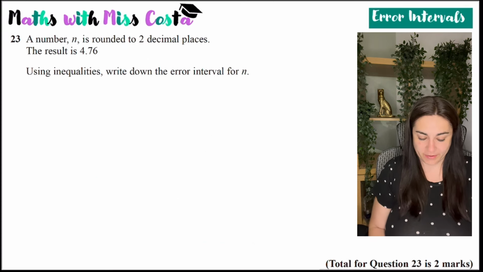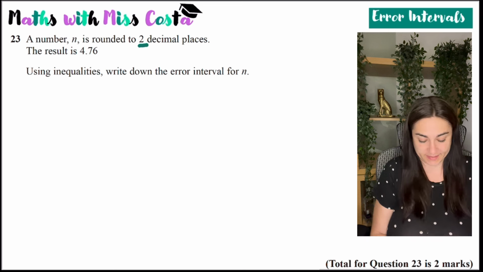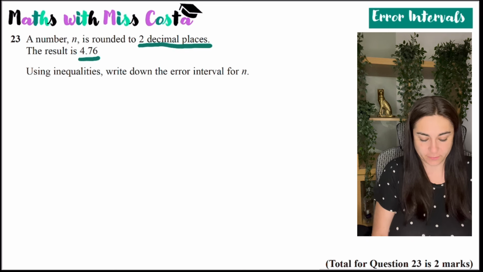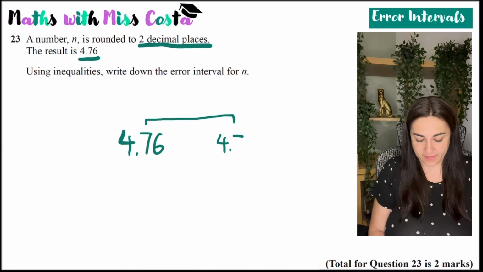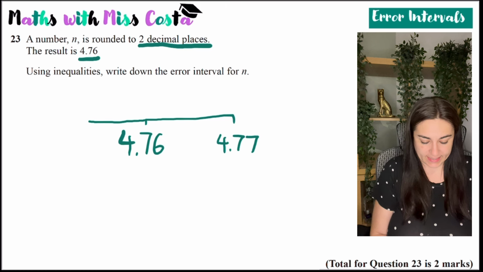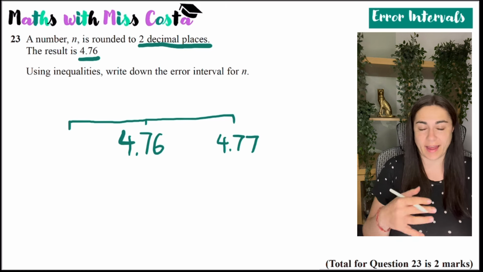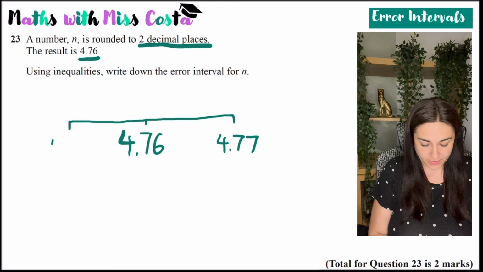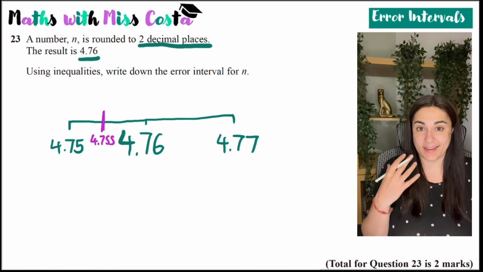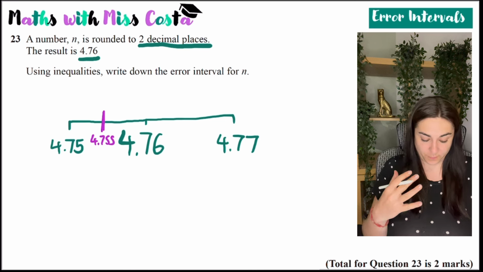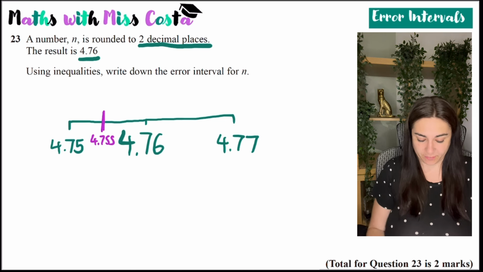Okay, so here I've got an error interval question. I'm told that a number n is rounded to 2 decimal places and the result is 4.76. So if I write 4.76 here, and I think to 2 decimal places, what could it round up to? That would be 4.77. And what could have it rounded up from? That would have been 4.75. And I want to find the midpoint. So 4.755 is the lowest it could have been before it would have rounded down to 4.75.